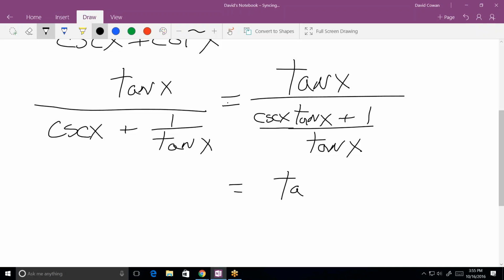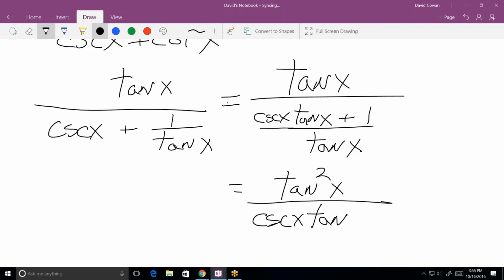tan squared in the numerator, cosecant x tan x plus 1 in the denominator. And this all has to equal secant x plus 1? Minus 1. Minus 1?